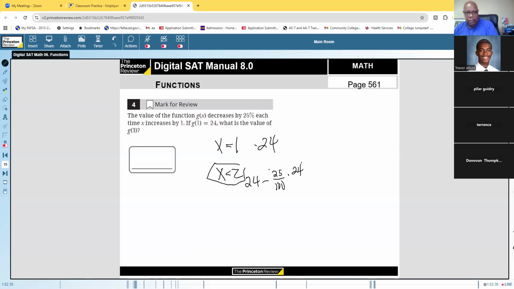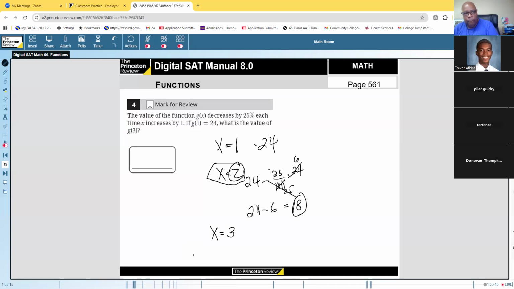Let me just work right through it here. Of course, you can use the calculator anytime you want, right? So you can do this and you get 6. 4 goes into here 6 times, into here 25 times. So you can see that it's 24 minus 6 or 18, right? So when x is 2, g of 2 is 18, right? So now they want to know when x is 3. What do we do, Pilar?